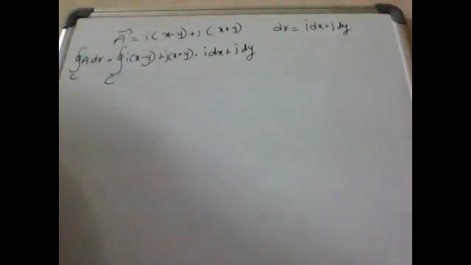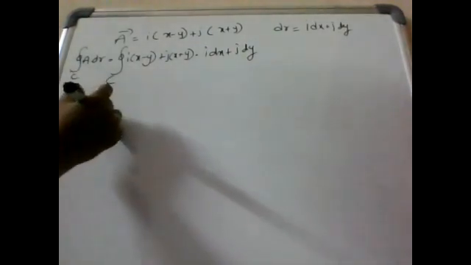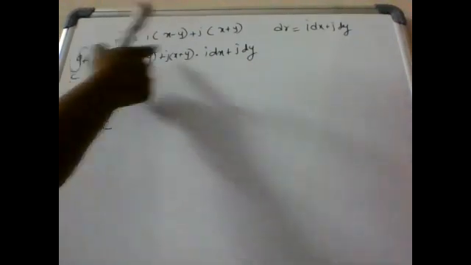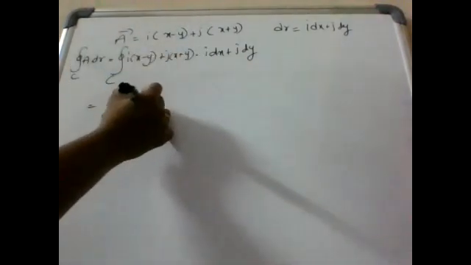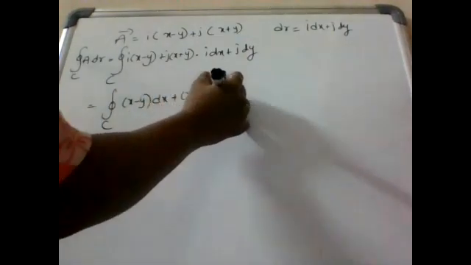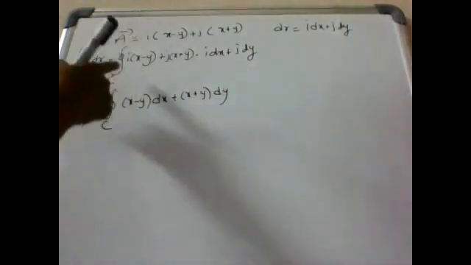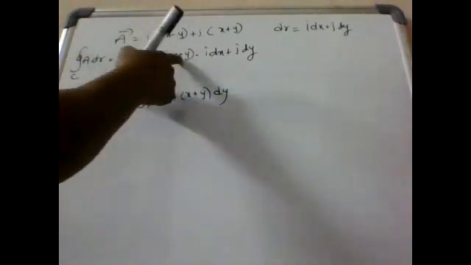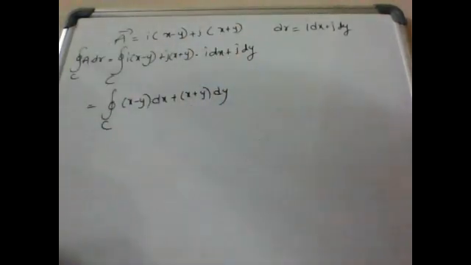So we know that i dot i equal to 1 and j dot j equal to 1. So from that rule we can write (x minus y) into dx plus (x plus y) into dy.